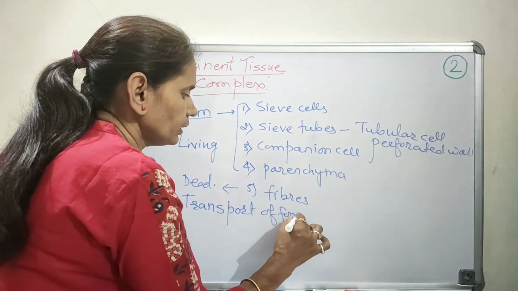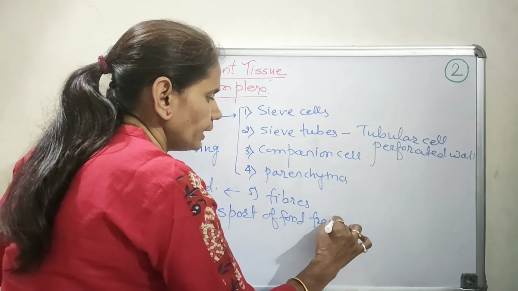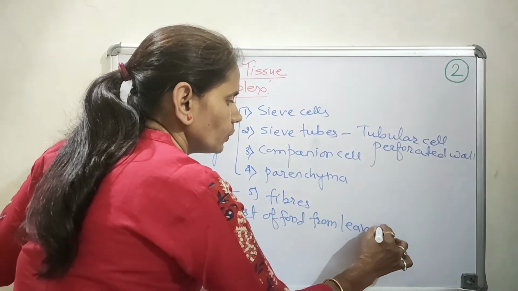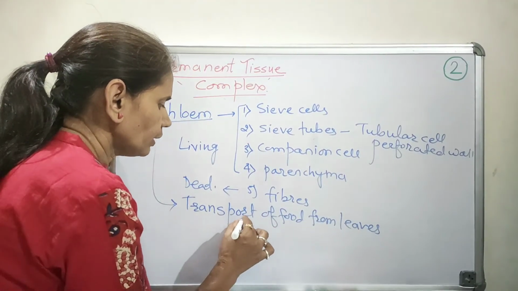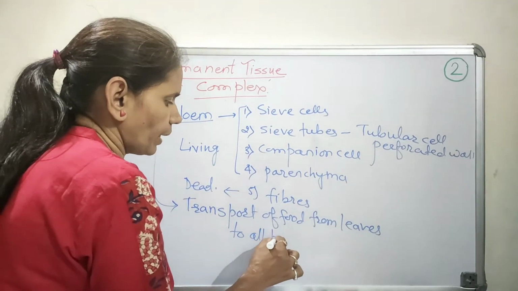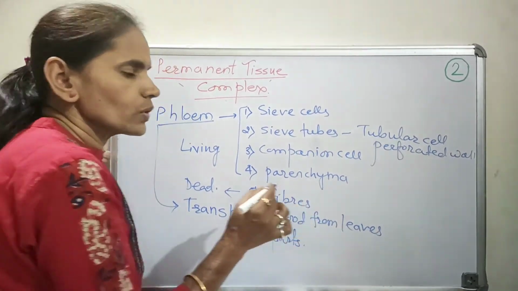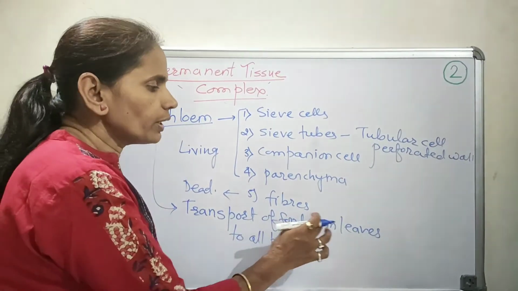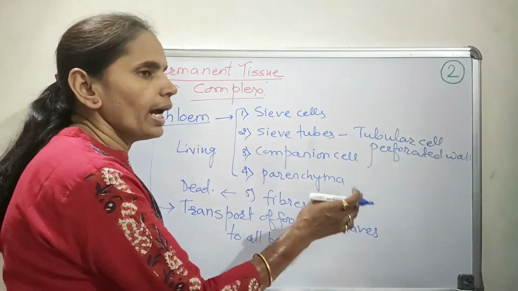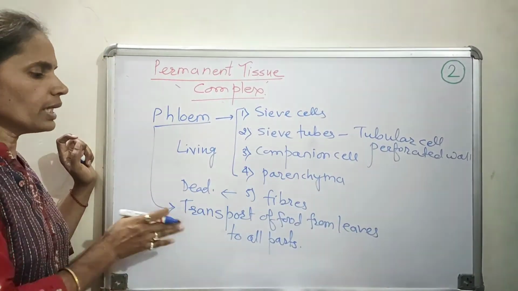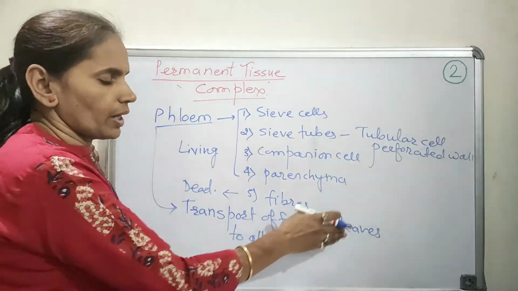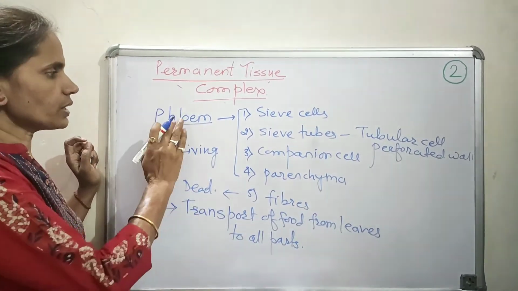Transport of food from leaves to all parts of the plant. So by the process of photosynthesis, the food is synthesized in the leaf, and that food from the leaves is transported to all parts of the plant by using phloem.